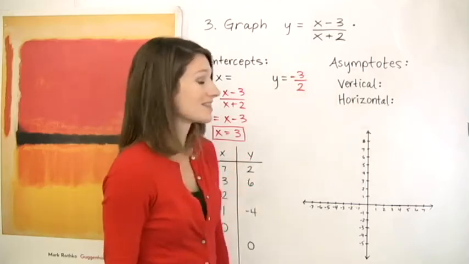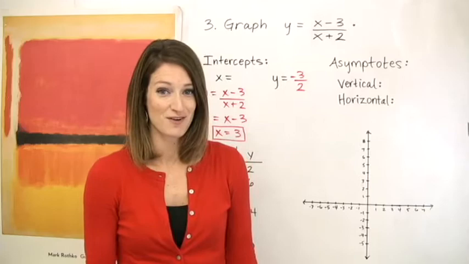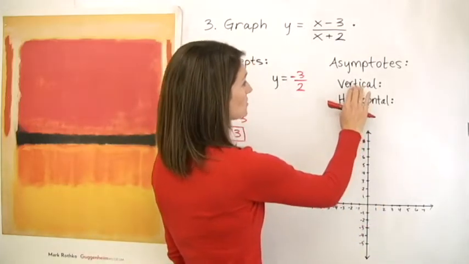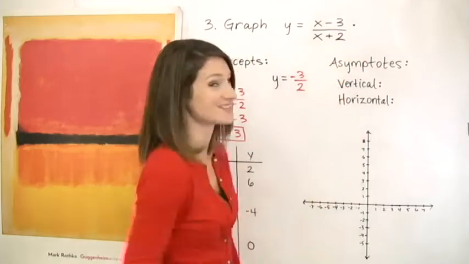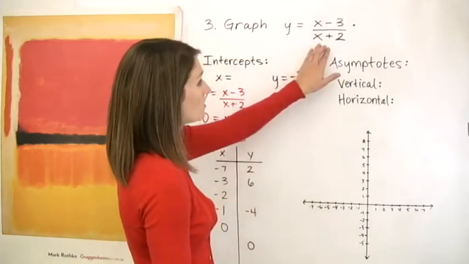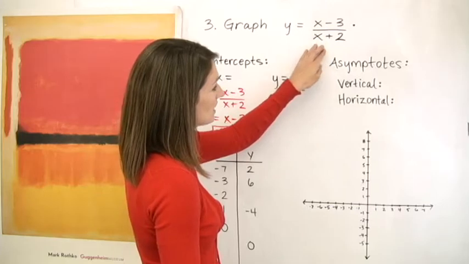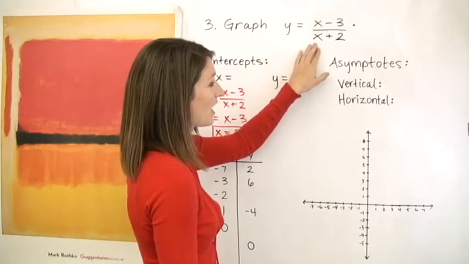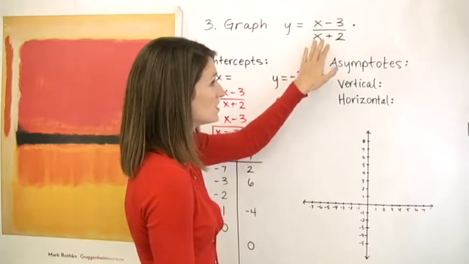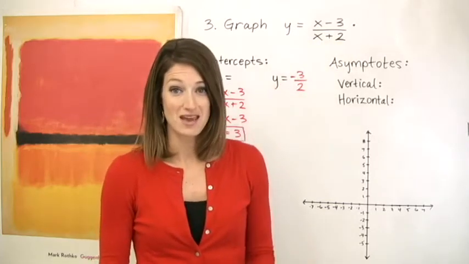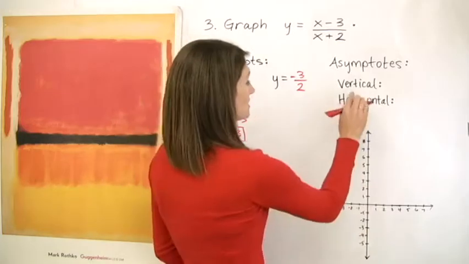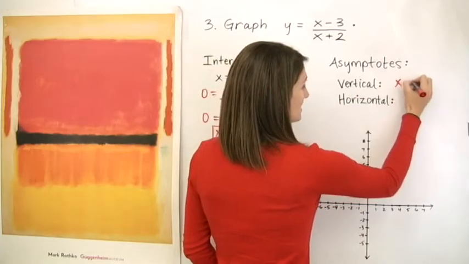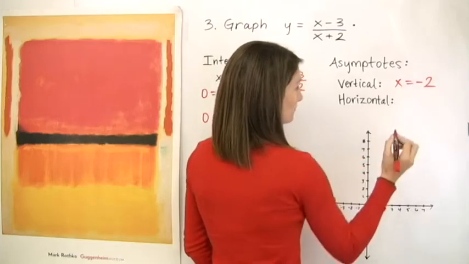The second important thing that we need to find before we graph our function are the asymptotes. So a vertical asymptote occurs where our function is undefined, so where our denominator is 0. So looking at this, we can see that if we plug in the value of negative 2 for x, we get a value of 0 in that denominator, making our function undefined. So we can say that our vertical asymptote occurs when x equals negative 2.